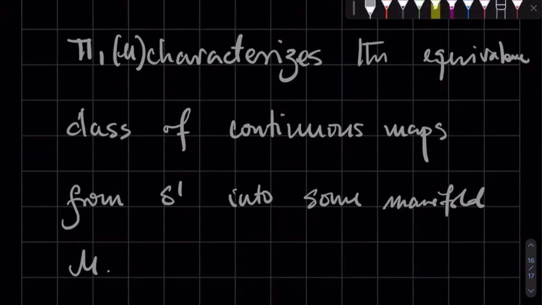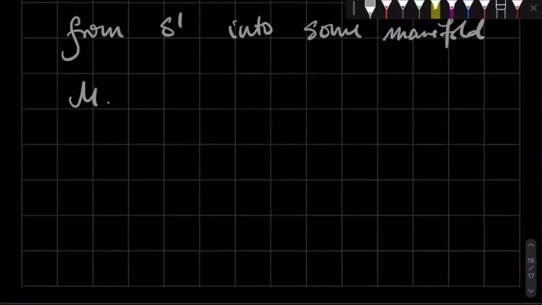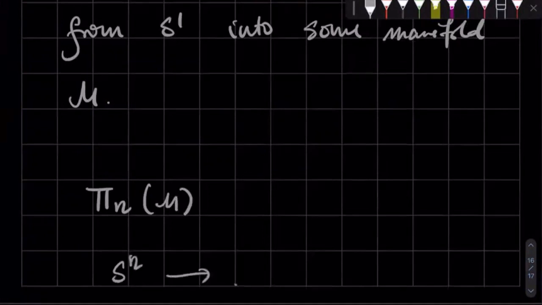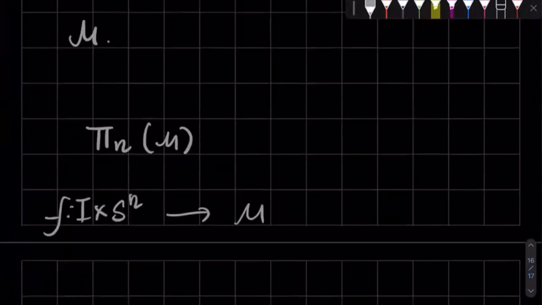Okay, sir. This can be generalized to Sn of some manifold, and these would be maps from Sn to some manifold.